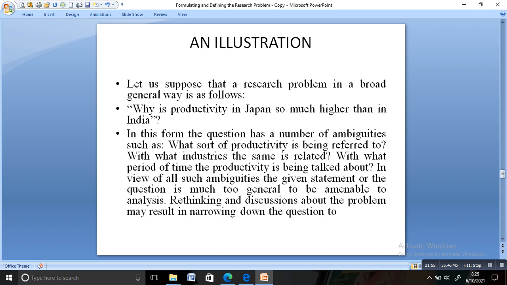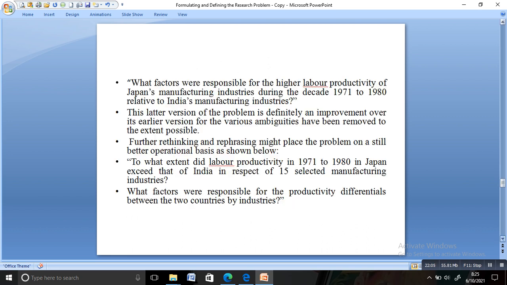How? What factors were responsible for higher labor productivity of Japan's manufacturing industries during the decade 1971 to 1980 relative to India's manufacturing industries? So first they have given a broad area. Why is productivity in Japan so much higher? Then they have redefined the question. What factors are responsible? Then they have selected the time period also.